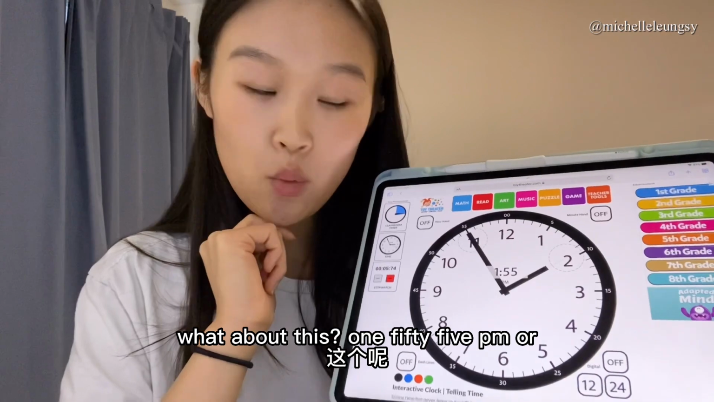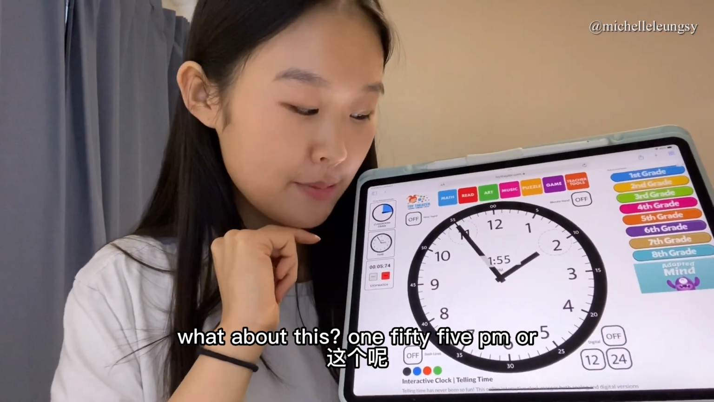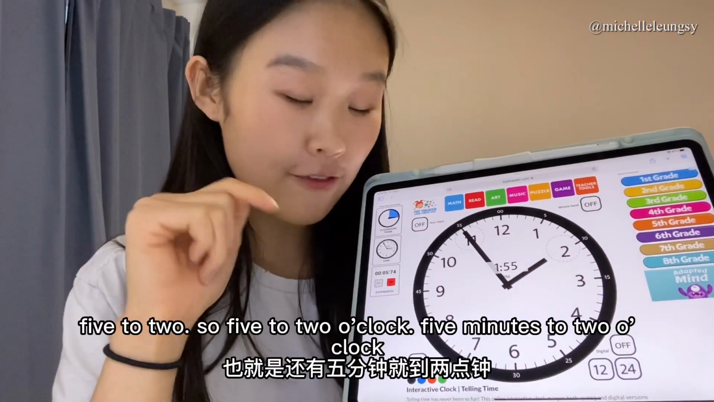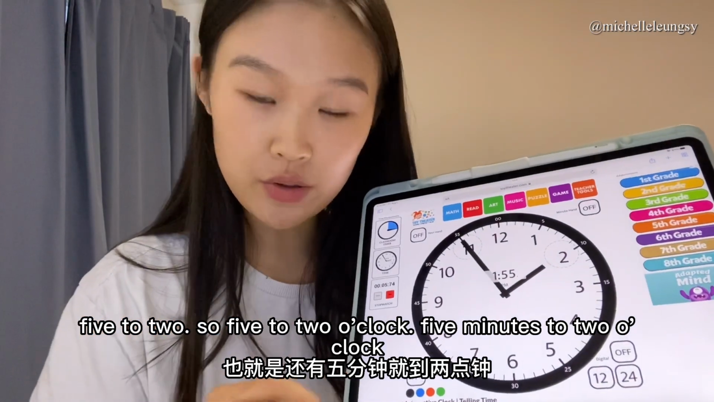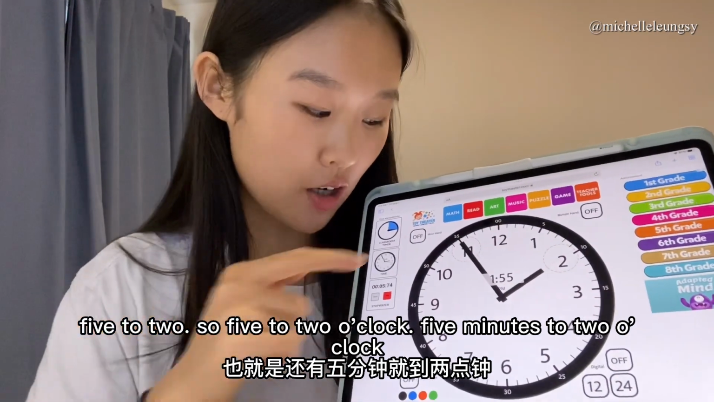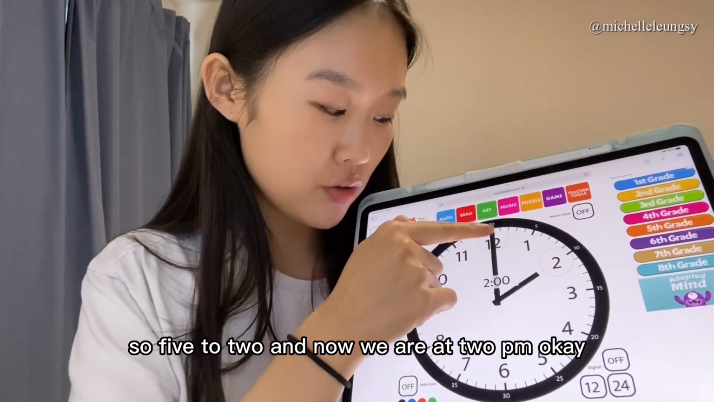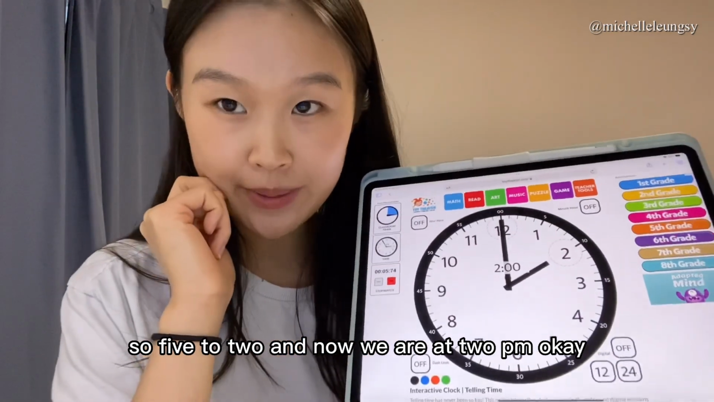What about this? 1:55 p.m. or 5 to 2. So 5 to 2 o'clock, 5 minutes to 2 o'clock. So 5 to 2, and now we are at 2 p.m.